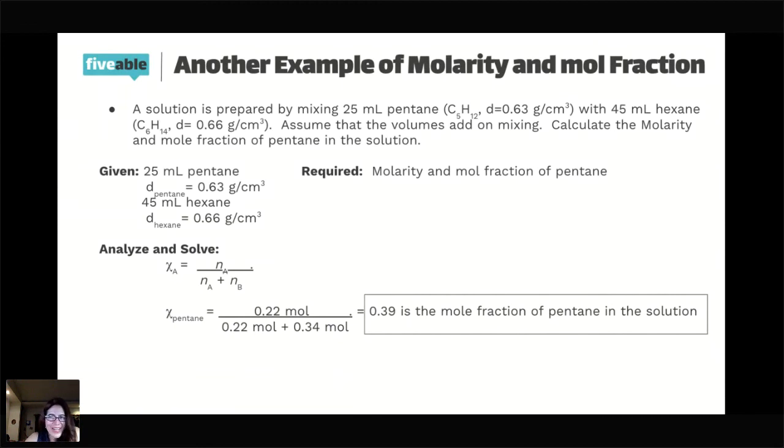Okay. On a scale from 1 to 5, how do you feel with these concepts of molarity and mole fraction? 1 meaning I didn't get this at all, and 5 meaning I'm an expert, I can teach it to my peers. What would be your score from 1 to 5? Do you feel confident with these concepts?